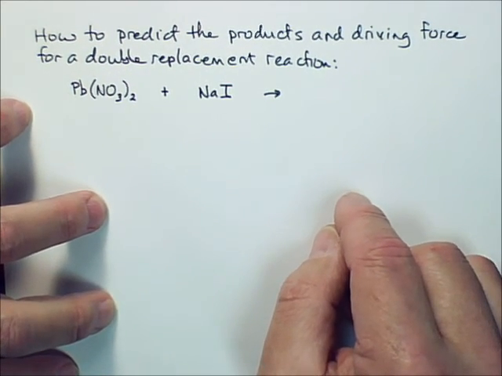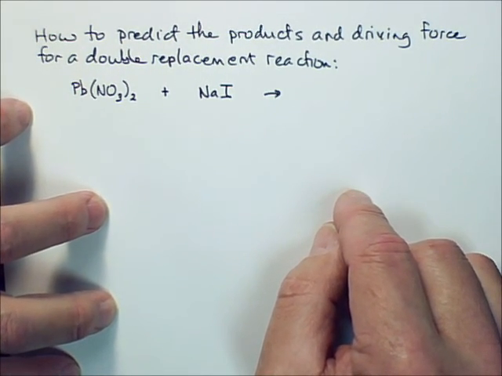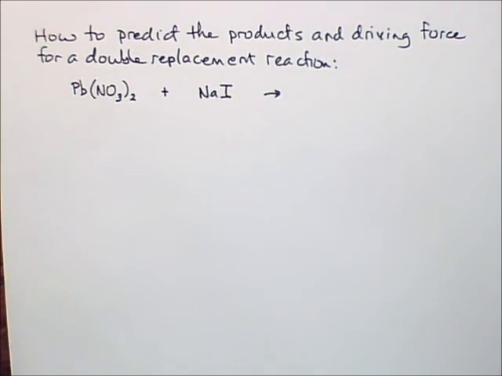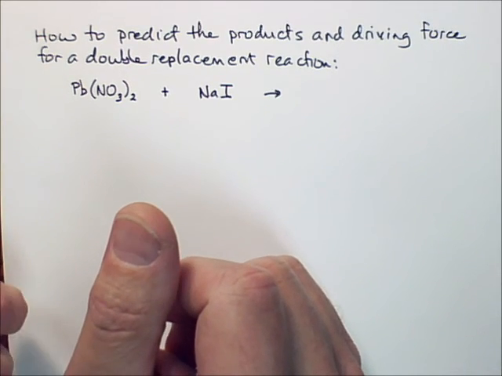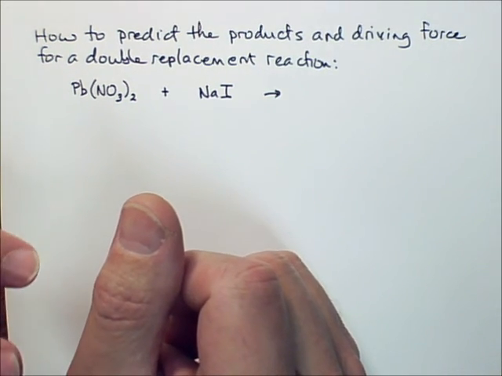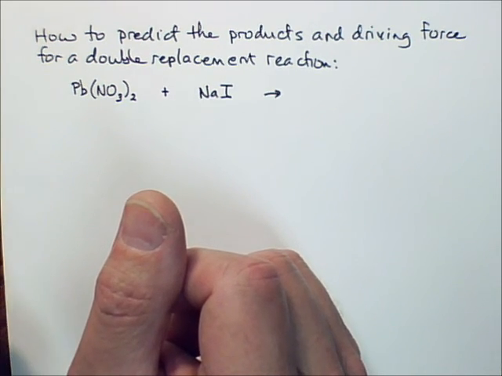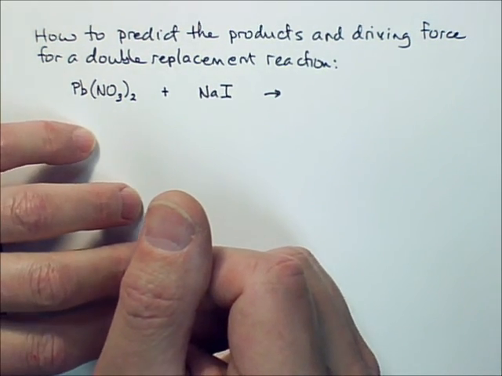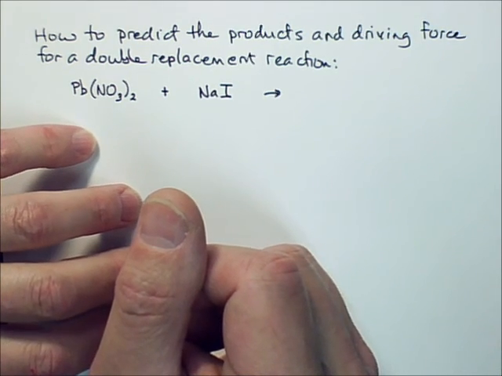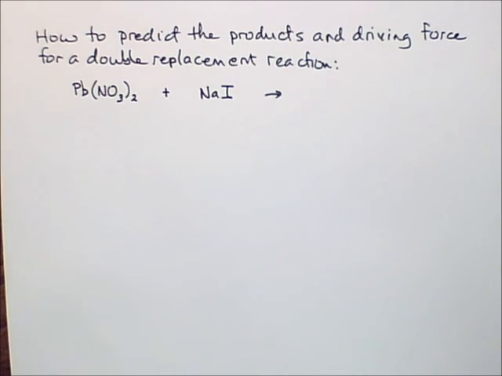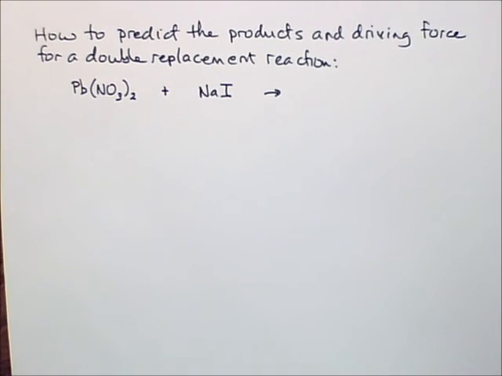One is the formation of water, which we usually write as HOH when we're predicting products. The formation of a gas, although in this class you won't have to worry about that. We don't get into any equations with gas products and double replacement reactions at this level. And the last driving force is the formation of a solid. And this is where we'll be spending most of our time trying to figure out whether we have a driving force, the formation of a solid. Although sometimes we'll have the formation of water.